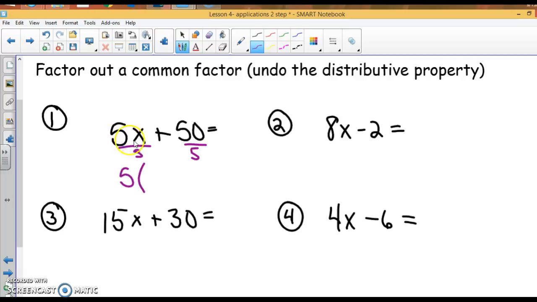Thank you. 5x divided by 5 is just x, because 5 divided by 5 is 1. 50 divided by 5 is positive 10. So there's my answer, and if I use the distributive property, I would get what I started with.